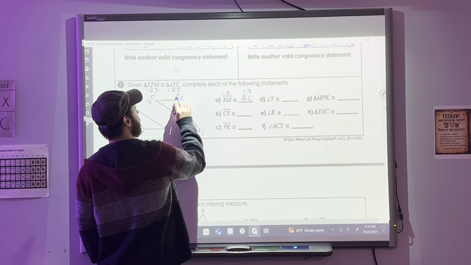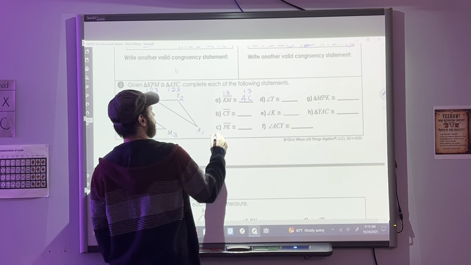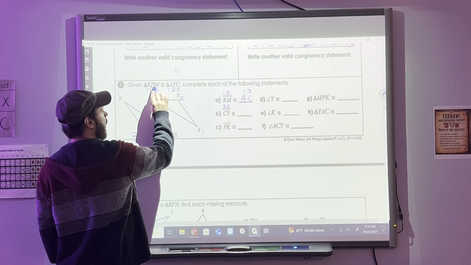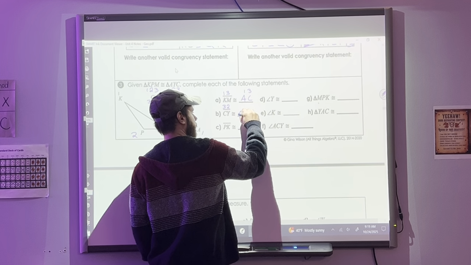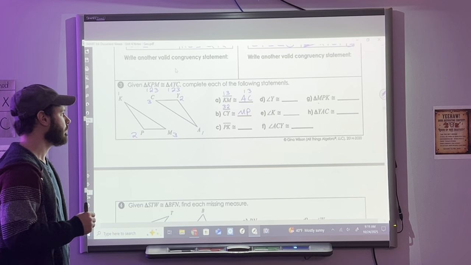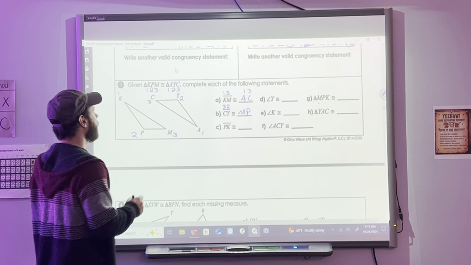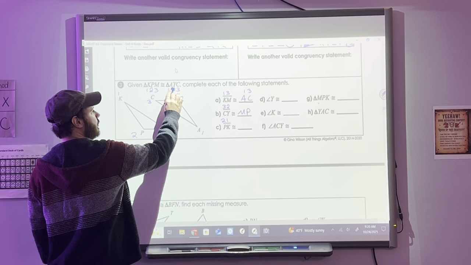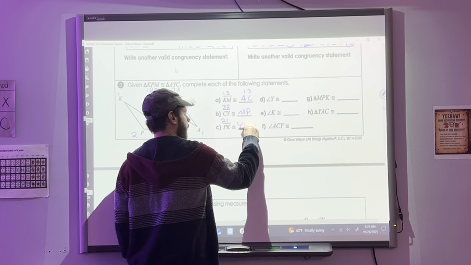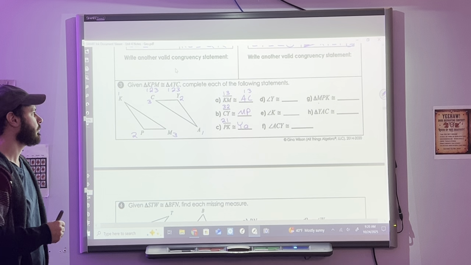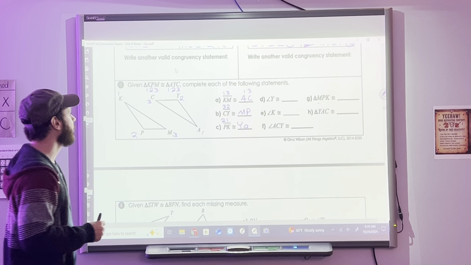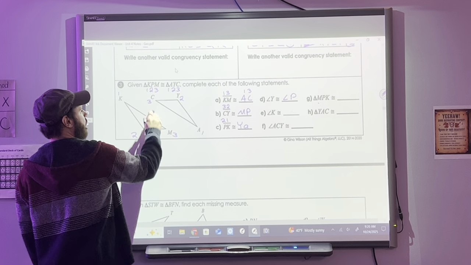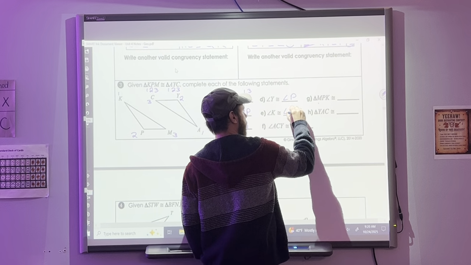CY. CY was 3, 2. That's gonna match 3, 2 over here. MP. PK. PK was 2, 1. It's gonna match 2, 1 over here. Angle Y was just angle 2, so here 2 was angle P. K was angle 1, so here is angle A.